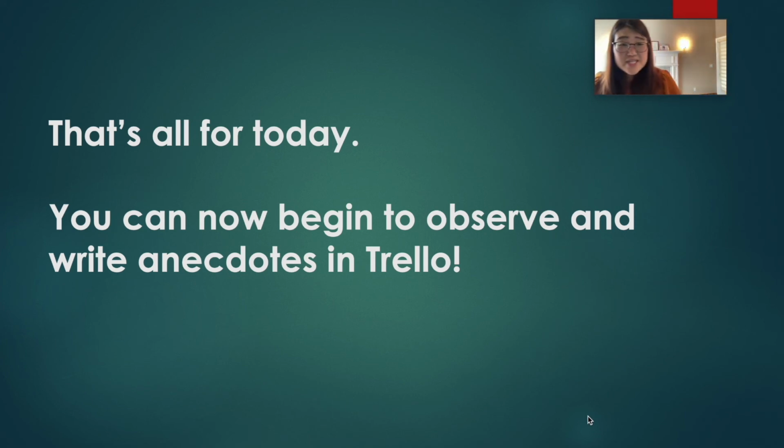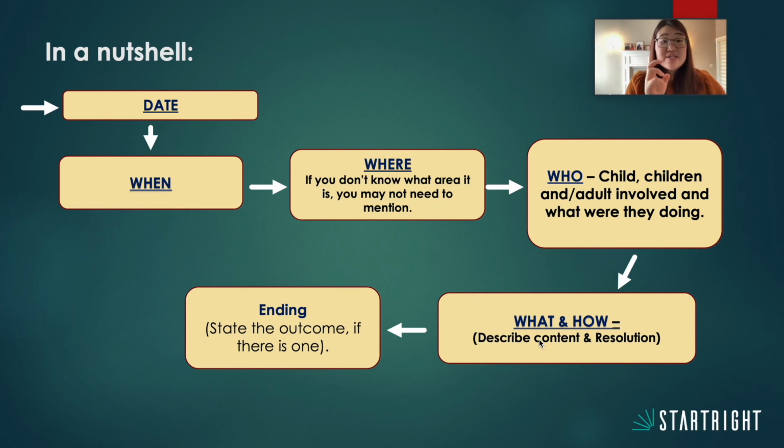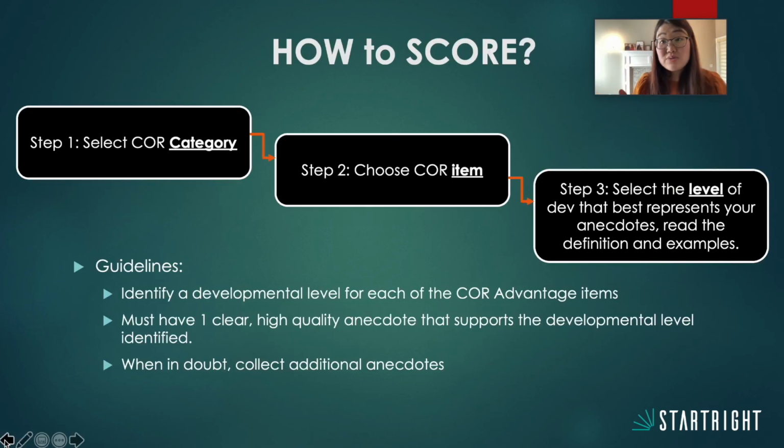Well, that's all for today. You can now begin to observe and write anecdotes in Trello. You choose your date, when, where, who, what, how, and the ending. This is how you write the anecdotes. And for how to score, select the core category, look for the core item, and choose the level that best represents your anecdote.